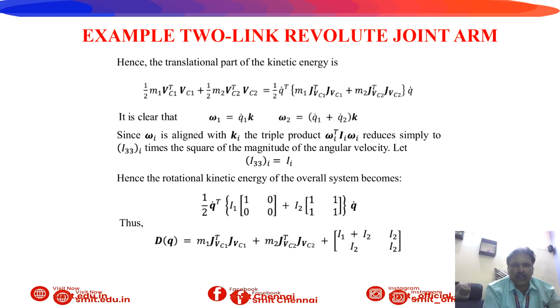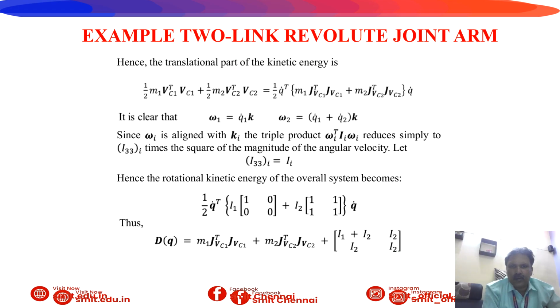So hence the translation part of the kinetic energy is given by half M1 VC1 transpose VC1 plus half M2 VC2 transpose VC2, which is equal to half Q dot transpose times M1 JVC1 transpose JVC1 plus M2 JVC2 transpose JVC2, times Q dot, then followed by omega 1, which is equal to Q1 dot K, and omega 2 equal to Q1 dot plus Q2 dot K. Omega I is aligned with Ki.